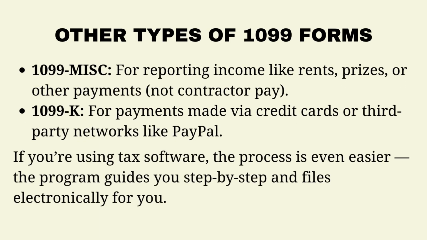Other types of 1099 forms. 1099-MISC, for reporting income like rents, prizes, or other payments, not contractor pay. 1099-K, for payments made via credit cards or third-party networks like PayPal. If you're using tax software, the process is even easier. The program guides you step-by-step and files electronically for you.